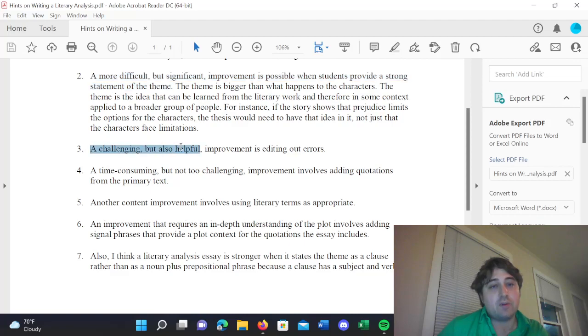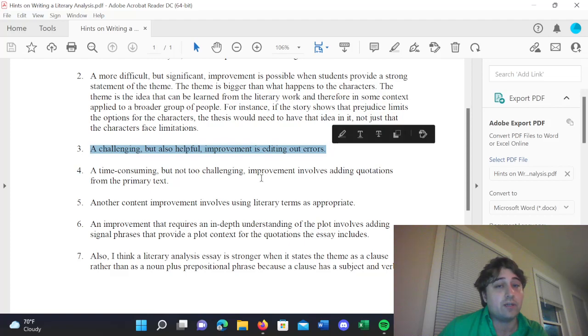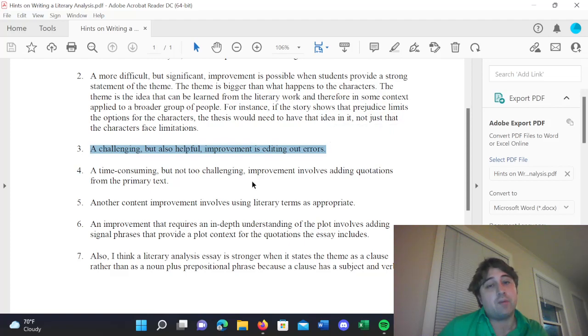A challenging but also helpful improvement is editing all the errors. So try to avoid your grammar errors. So, my main recommendation there is to read your essay again after you've written it, and maybe even to read it out loud, because reading it out loud can help you hear the errors.